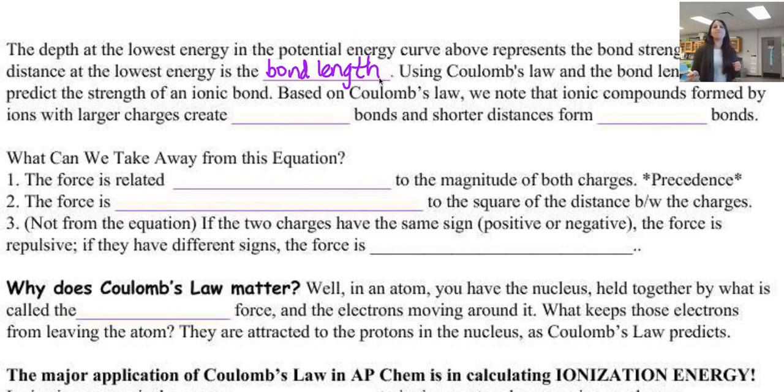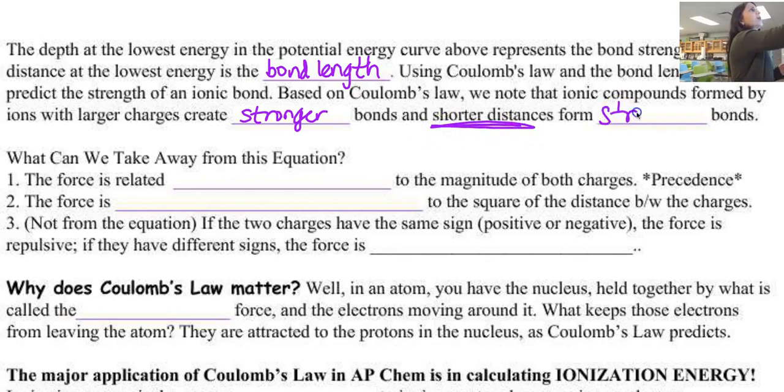Based on Coulomb's law, we note that ionic compounds formed by ions with larger charges, if they have higher charges, then that should create a stronger bond. So it's almost like having two rubber bands versus one, or three rubber bands versus one surrounding two things. So the higher your charge, the greater your charge difference, then the stronger that is. Well, what happens when you have more rubber bands? Those should actually have stronger bonds with shorter distances. So shorter distances also should form stronger bonds.